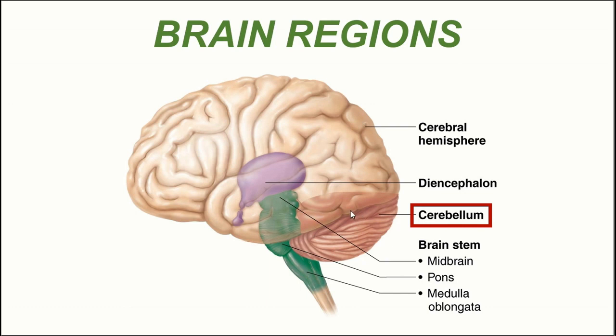Now, functionally, the cerebellum receives input from the parts of the cerebrum that control skeletal muscle movement. The cerebellum also receives input from the brainstem, and it also receives sensory input from sensory receptors in the joints and muscles. And so using all of this sensory input and information that it's gathering from various parts of the body and the brain, the cerebellum coordinates skeletal muscle movement so that movements are smooth and coordinated and controlled.